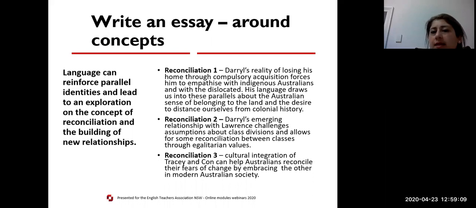So I could look at reconciliation through Daryl's reality of losing his home in one paragraph. I could look at Daryl's emerging relationship with Lawrence in a second paragraph, and I could look at cultural integration of Tracy and Con in my third paragraph. And so that's part of how I would plan my essay before I go back into the mud and find the actual quotes and techniques.